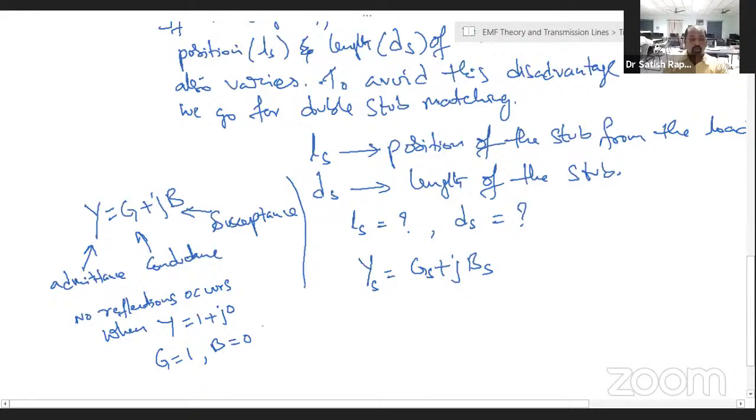So that is the reason why, to avoid reflections, if input is capacitive, output should be inductive. If input is inductive, output should be capacitive. That means if input impedance is capacitive, load impedance should be inductive, and if input impedance is inductive, load impedance should be capacitive, so that we will get susceptance 0, right?